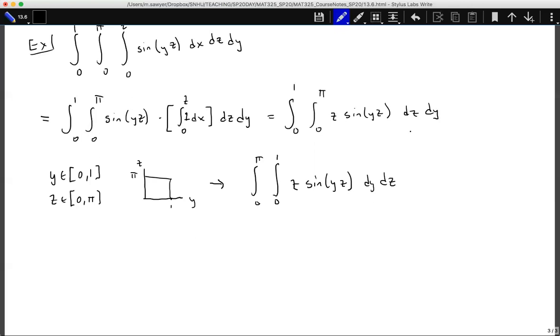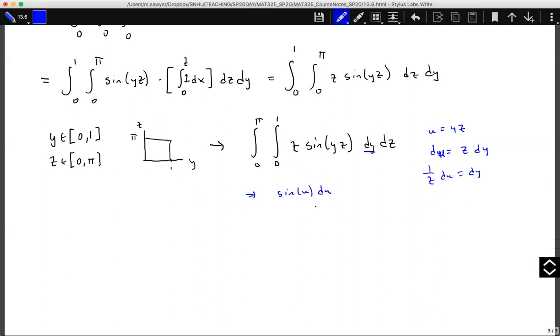Now when we do a u substitution, u equals yz, then du is equal to z dy, because we're integrating with respect to y. So 1 over z du equals dy. So this inside piece becomes sine of u du, which is much easier to integrate.